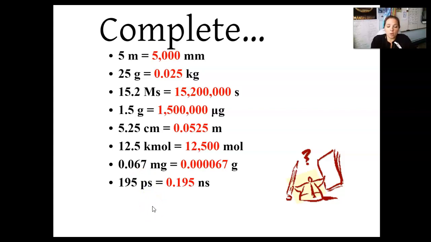109 picoseconds to nanoseconds. So you have pico down here, it's to the negative 12. Nano is negative 9. There's a difference of 3 zeros. So just move it over 3. And because pico is smaller than nano, it's going to go to the left.